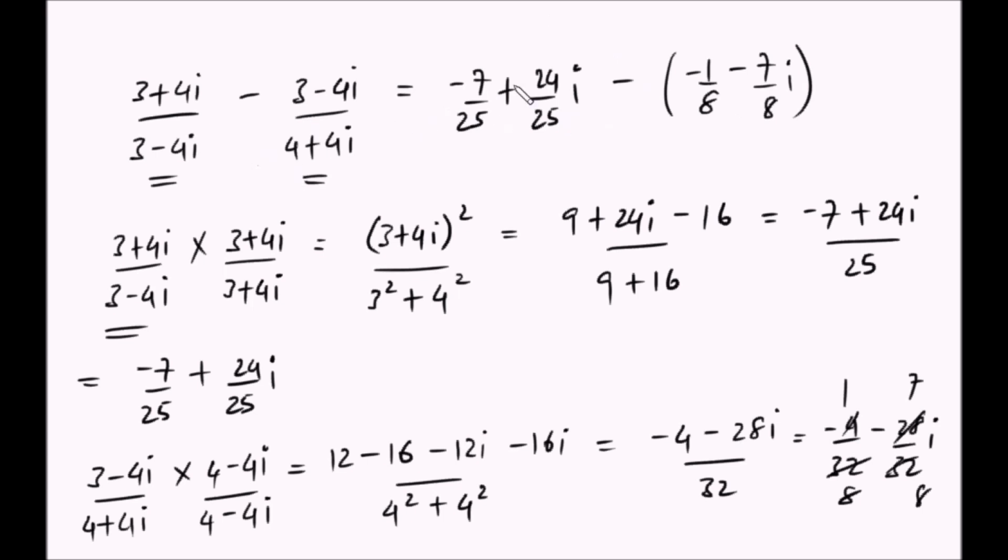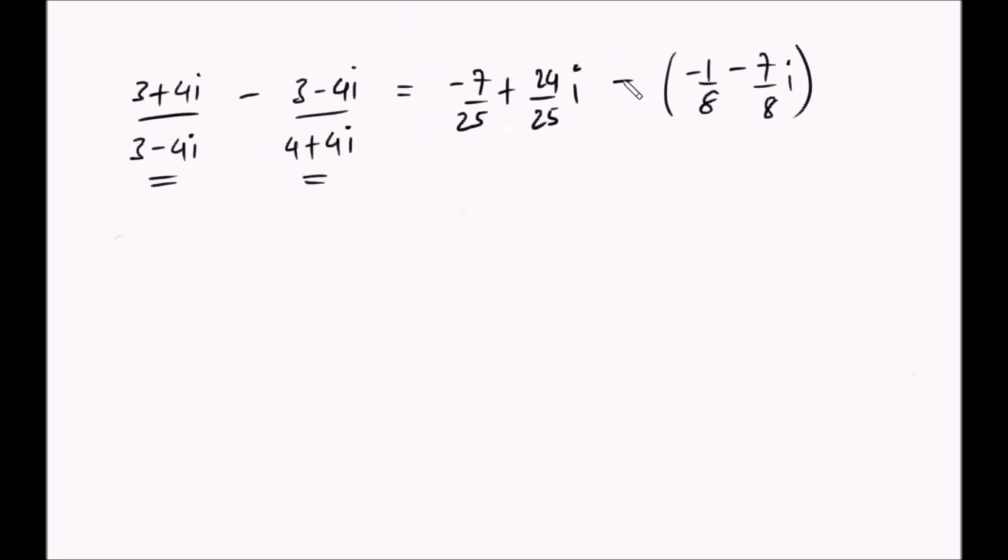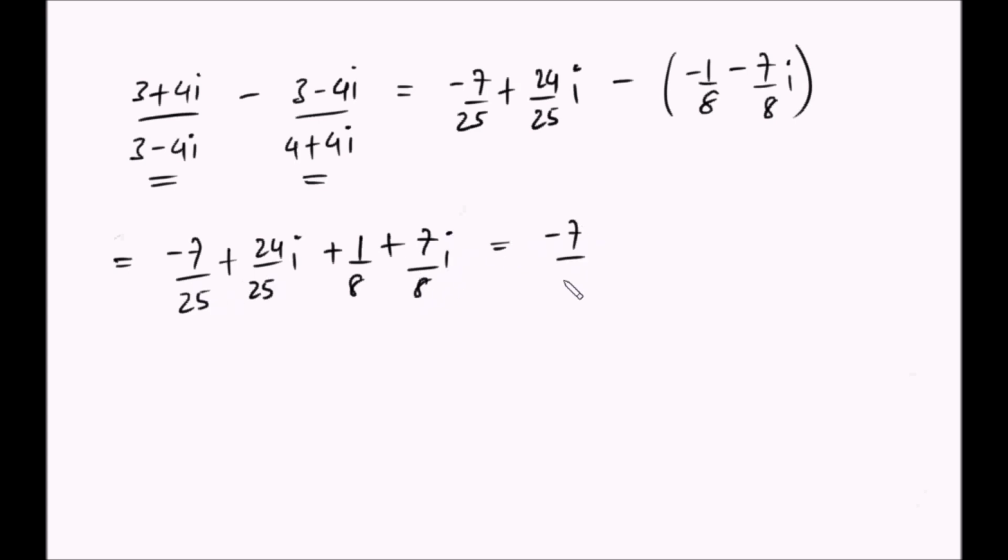So let's continue to simplify this. If I insert the negative inside the brackets, it's going to be a positive. So it's negative 7 over 25 plus 24 over 25i plus 1 over 8 plus 7 over 8i. So deal with the real part, negative 7 over 25 plus 1 over 8 first, and then also deal with the imaginary part. So we have 24 over 25 plus 7 over 8i.